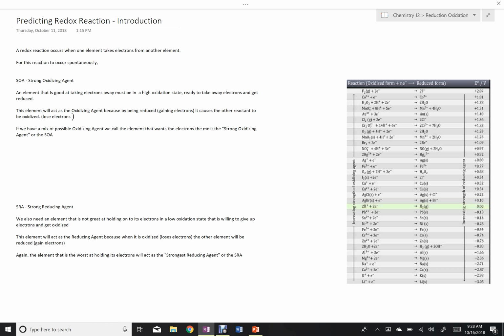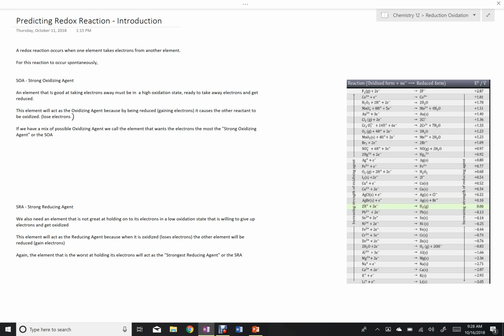Predicting redox reactions. A redox reaction occurs when one element takes electrons from another element. The element that takes the electrons becomes more negative, or has its oxidation number reduced, which is a reduction, and that is acting as the oxidizing agent. Similarly, the element that's not very good at holding on to electrons loses its electrons, its oxidation number goes up, and it gets oxidized by the other element, which is the oxidizing agent. It's the reducing agent as it causes the reduction of the other element.